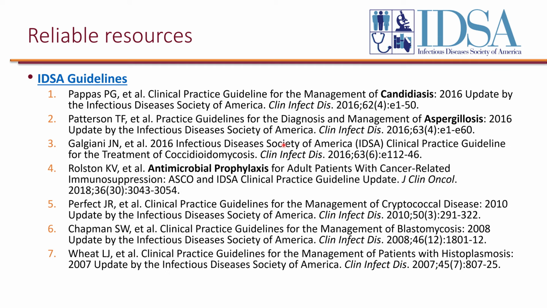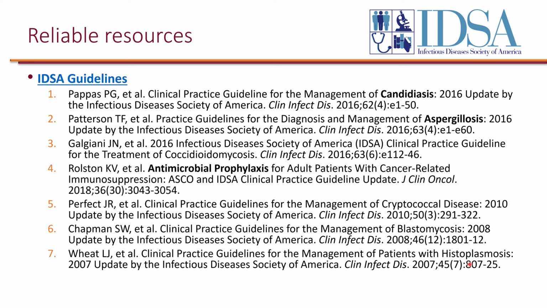Another guideline is the 2016 IDSA guideline for coccidioidomycosis. And there are a few other older guidelines. So there's the 2010 guideline for cryptococcal disease. Now, cryptococcal disease is also very common in patients with HIV, so there are also HIV guidelines for opportunistic infections that cover cryptococcal disease, and those are updated more frequently. But IDSA guidelines are actually from 2010. And there are older guidelines, 2008 for blastomycosis and 2007 guidelines for histoplasmosis.